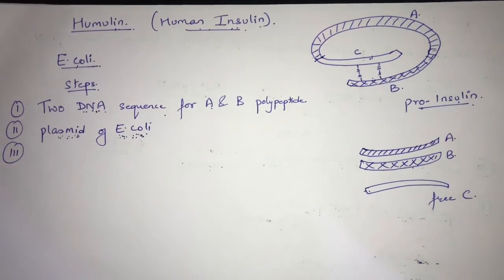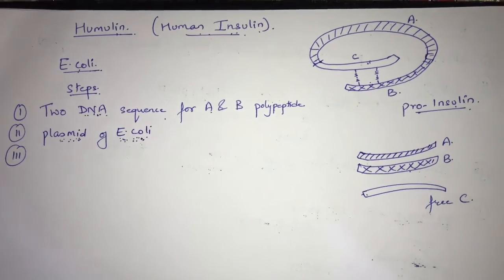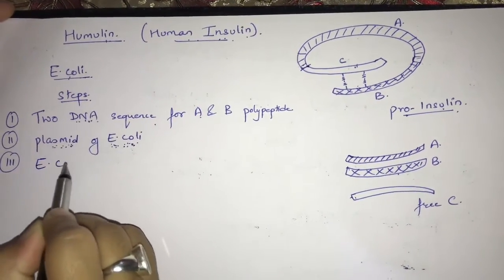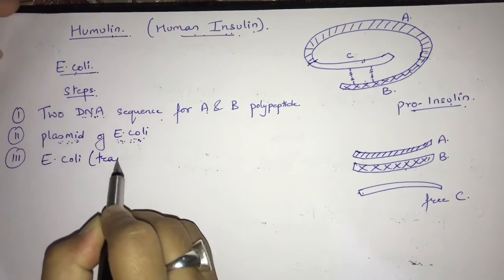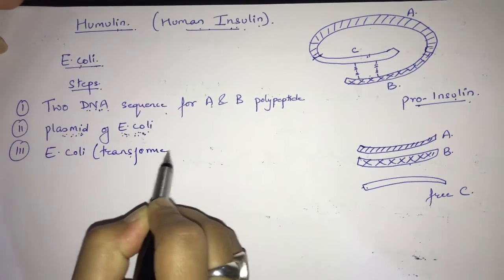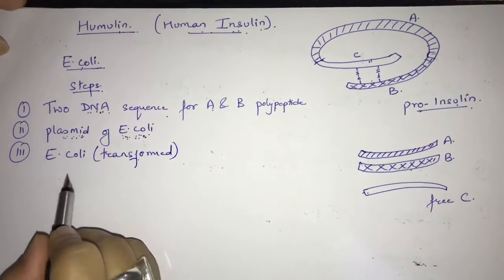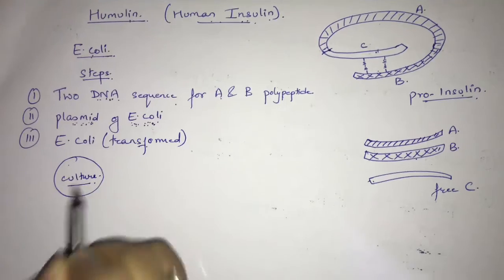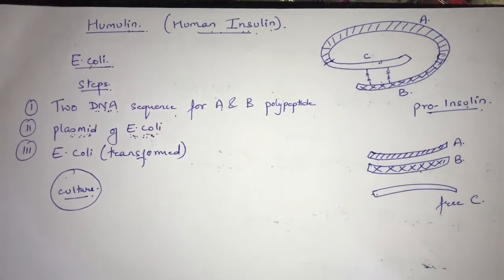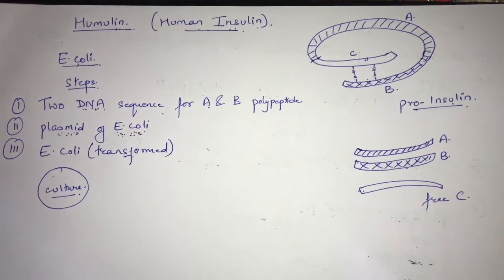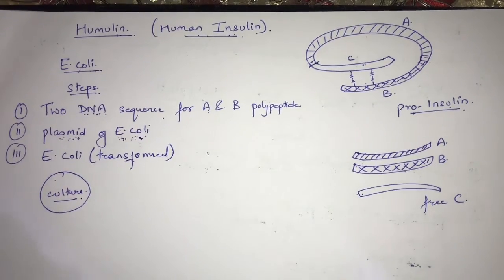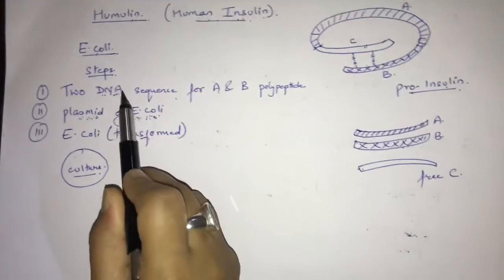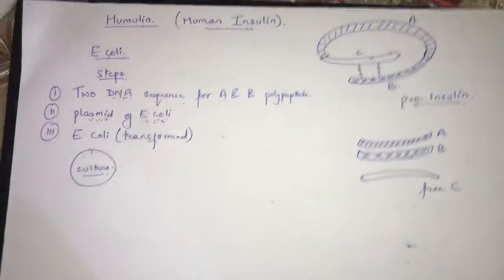Now transformed bacteria are grown on a commercial scale. This E. coli is already transformed. Now this E. coli bacteria is grown in a culture. Why is it grown in a culture? So that it can produce multiple E. coli bacteria. It can reproduce many E. coli bacteria which contain both its own DNA as well as DNA which codes for A and B polypeptides.